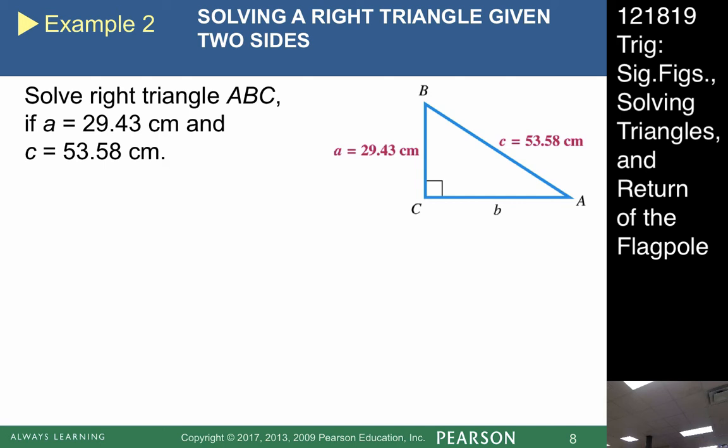Well, we have a diagram, don't we? So what do we have? We have A and C, right?